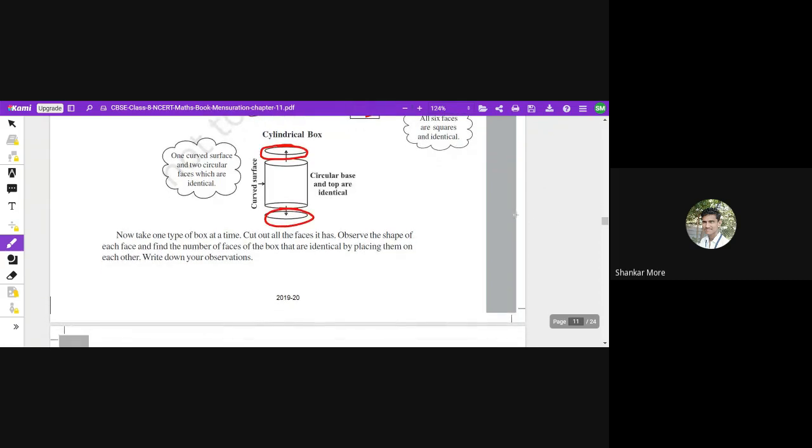So now take one type of box at a time, cut out all the faces it has, observe the shape of each face, and find the number of faces of the box that are identical by placing them on each other.